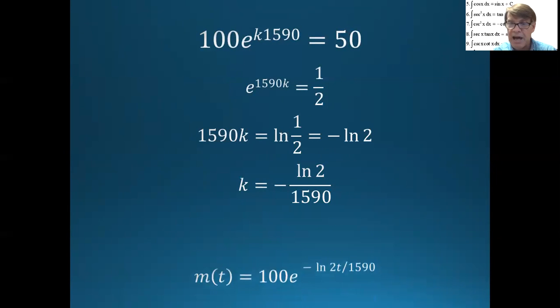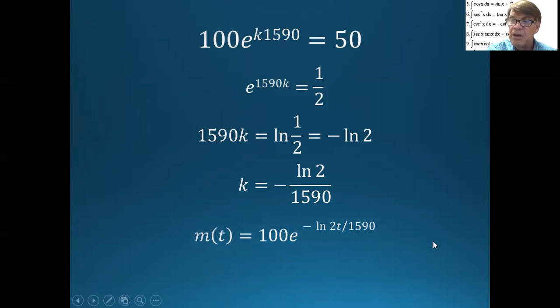Now that I know what k is, I can actually create a formula for the decay of this 100 milligrams of radium. So the mass in relation to time is going to be the initial mass, which was 100, remember, times e to the kt. Well, there's the t, and here's the k: negative natural logarithm of 2 divided by 1590.